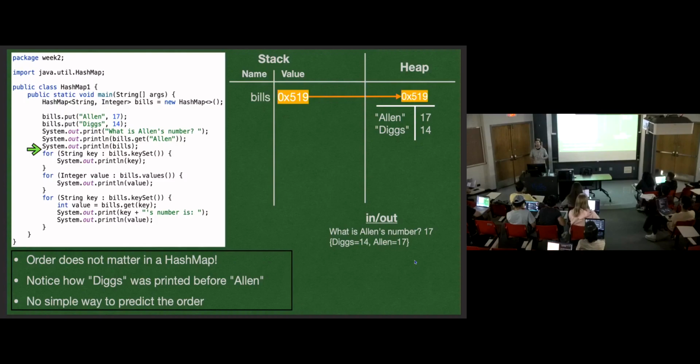There's a lot of stuff to worry about in this course, so I try to trim some things like that. But it's not just sorted. I mean, Diggs came before Alan when I actually ran this code. It's not sorted alphabetically, for example.